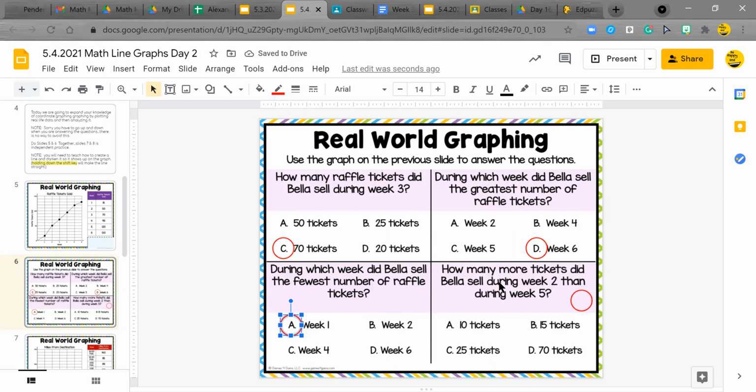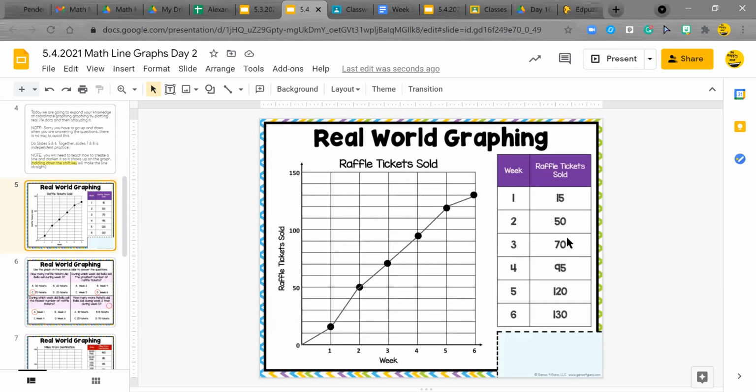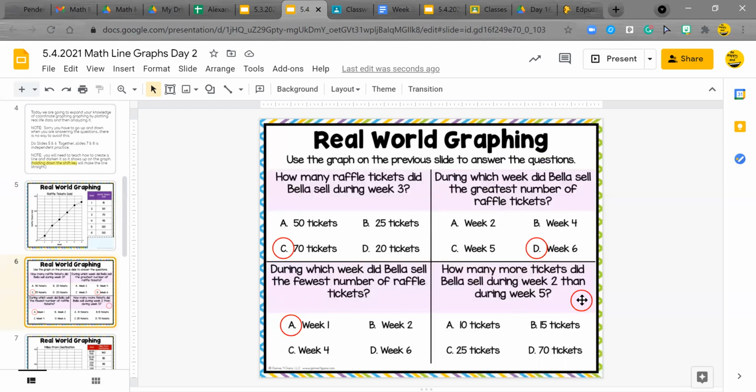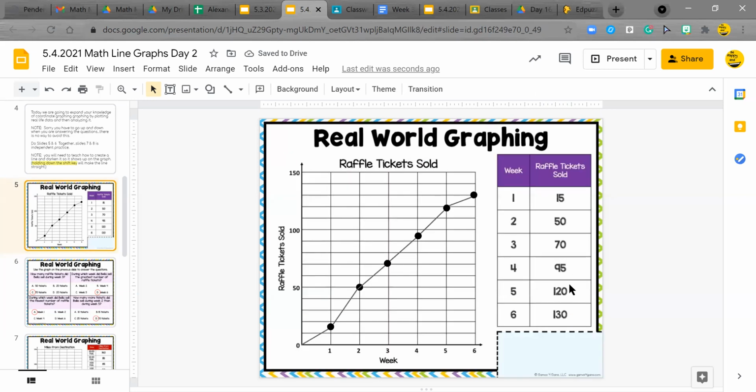How many more tickets did Bella sell during week 2 than during week 5? So I'm looking at week 2 and week 5. So let's look at week 2, 50. Week 5, 120. What is the difference? What does difference mean? Yes, you guys, it means we need to subtract. So I'm going to take this 120 and I'm going to subtract 50 from it. And the answer is, yes, great job, you guys. It is 70. If you struggled with that, go ahead, write the problem on a sheet of paper. 120, subtract 50, and you get the answer.